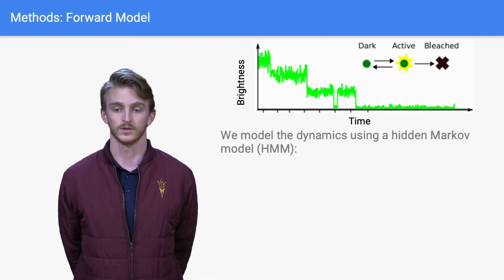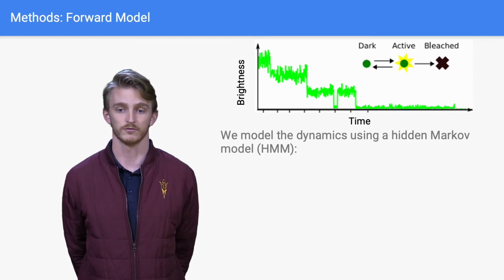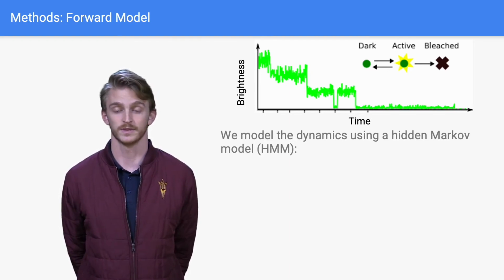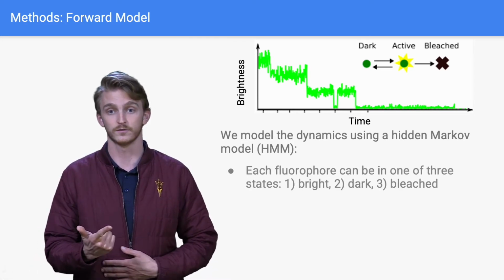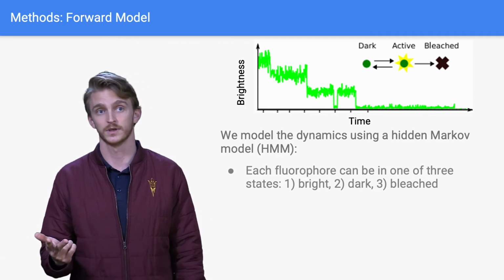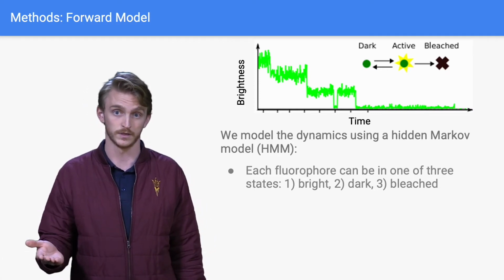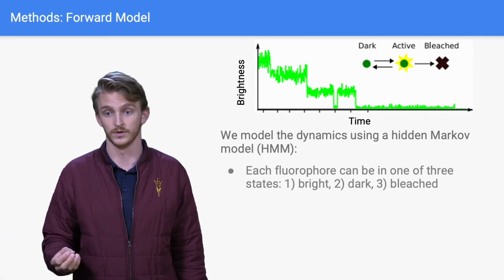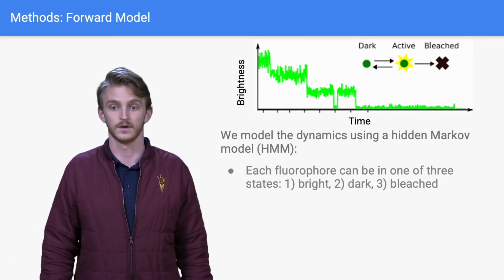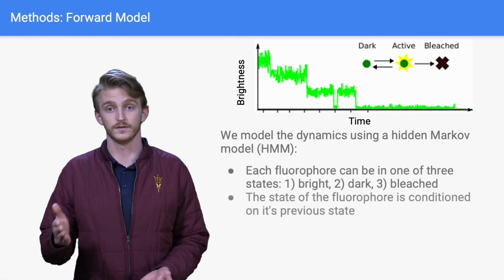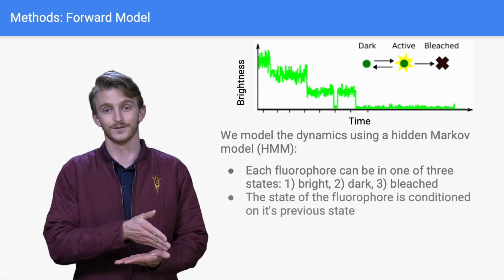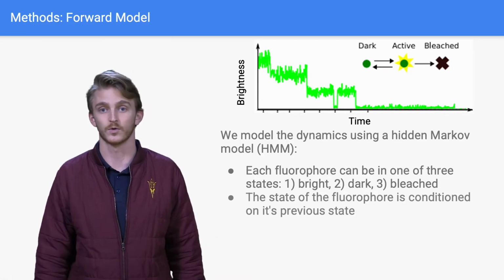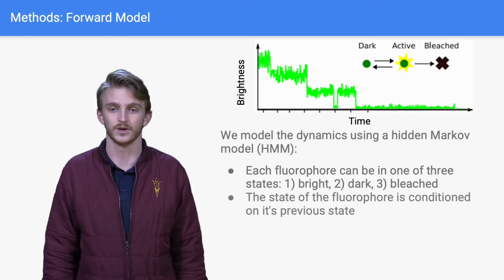Starting with the forward model, we model the dynamics of a fluorophore using a hidden Markov model. So basically we assume that at each time level a fluorophore can either be dark, active, which means it's bright, or photobleached, which means that it has irreversibly gone into a dark state and will no longer fluoresce. The state of the fluorophore at each time level is conditioned on the state of the fluorophore at its previous time level, according to a transition matrix that we also wish to learn.